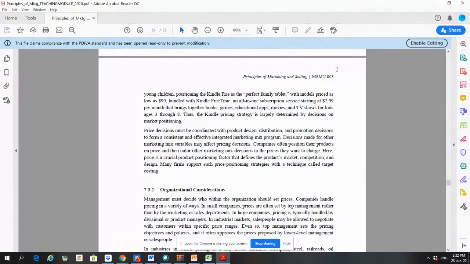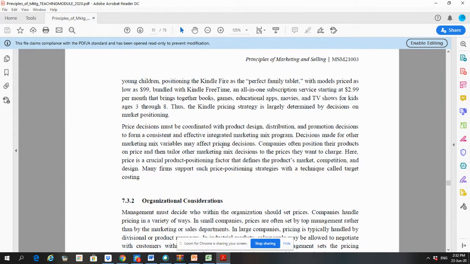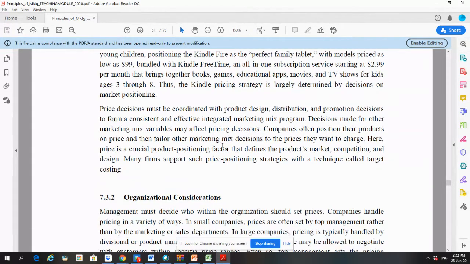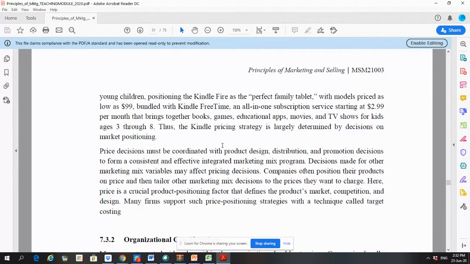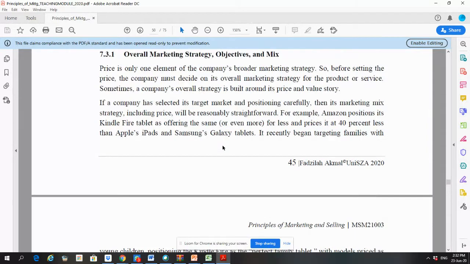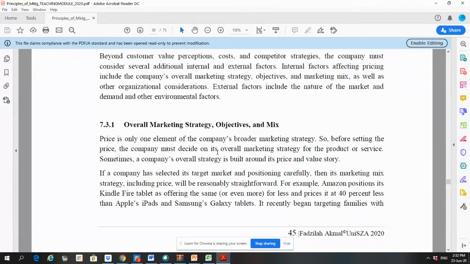Okay, we will base on this topic and answer on this module, because it's a bit different between the slides and the module that we prepared here. Then next, the other external factors, the first one tadi adalah market and demand. Then the next are the law, in terms of the nature of the market and other environmental factors.